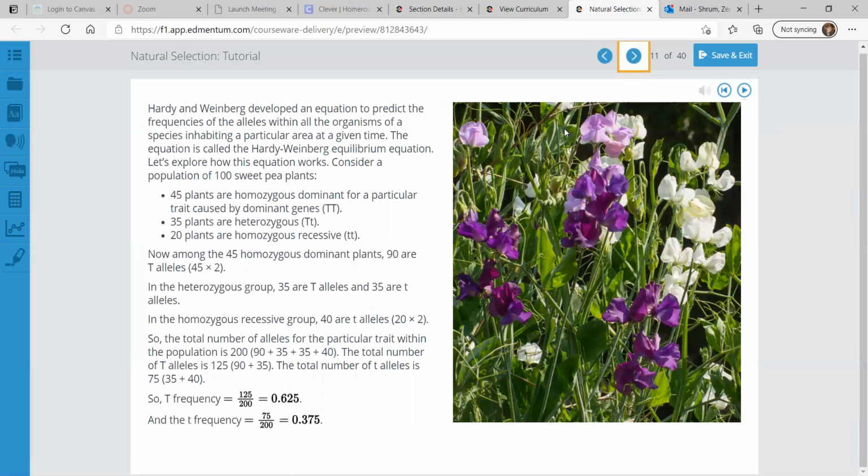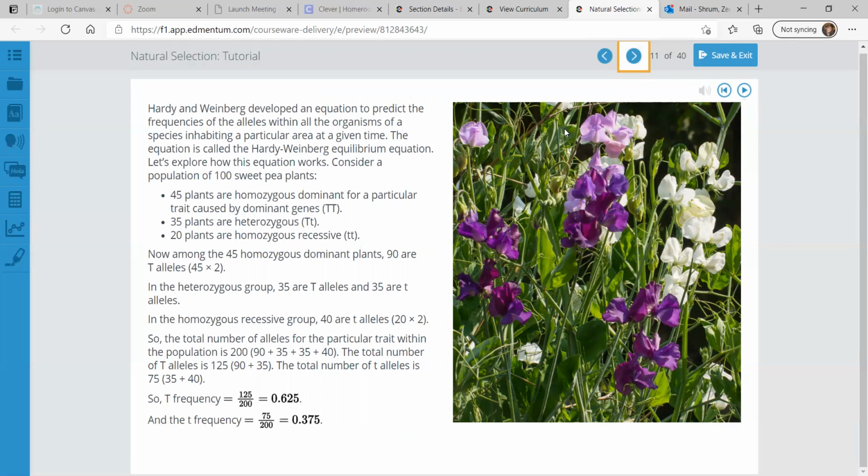Hardy and Weinberg developed an equation to predict the frequencies of the alleles within all the organisms of a species inhabiting a particular area at a given time. The equation is called the Hardy-Weinberg equilibrium equation. Let's explore how this equation works.